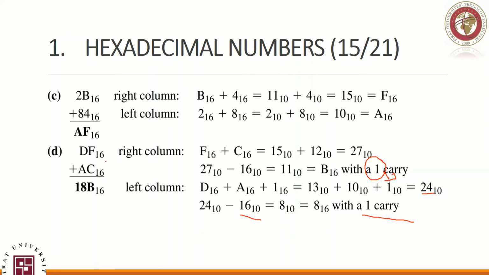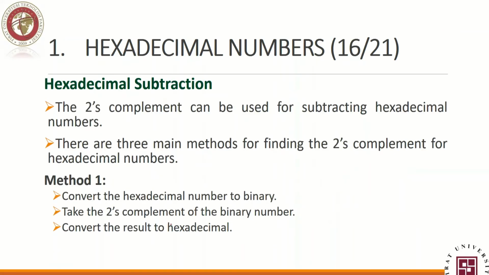Next column, we carried 1 from here to here. Then we need to carry 1 from here to the next column. Do we have one? We don't have it, we create it. The outcome, you start from here. We have 1 carried, then 8. This is 8, we got it here. And then we have B. So 1, 8, B. If you understand this, you can apply it to any example.